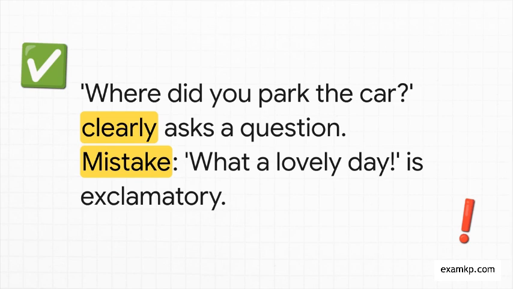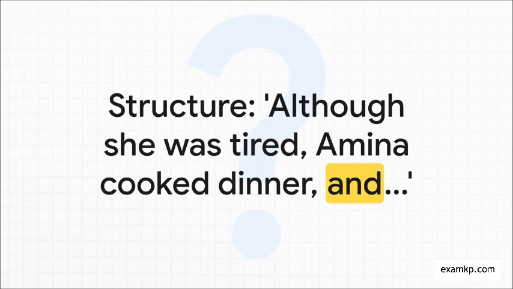Of course, the answer is B. Where did you park the car? It's the only one that's directly asking for information. Now, the common mistake is to pick D. I see why. It starts with the word what. But look at the end of the sentence. That exclamation mark is your biggest clue. It's expressing strong emotion, which makes it exclamatory, not interrogative.